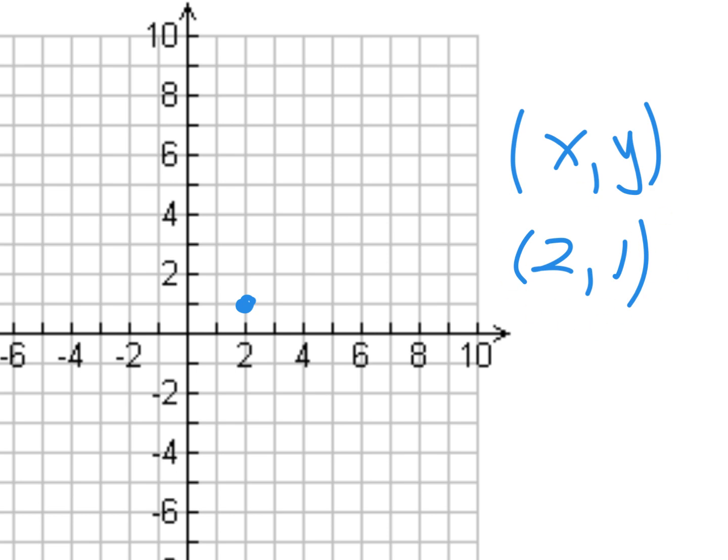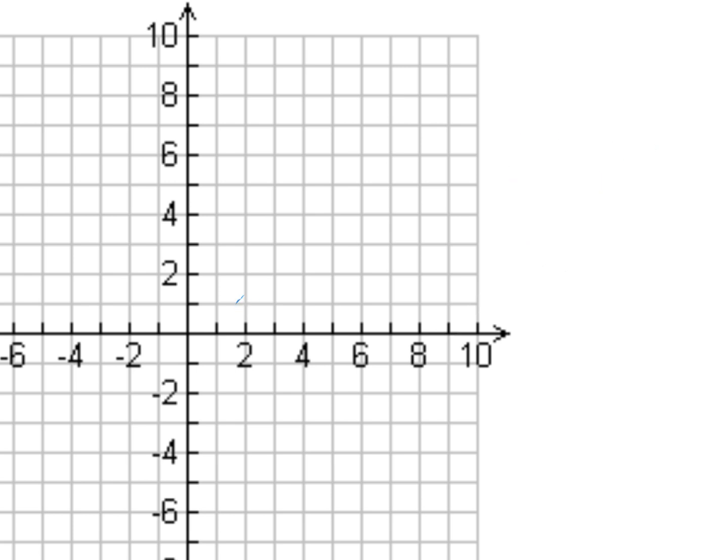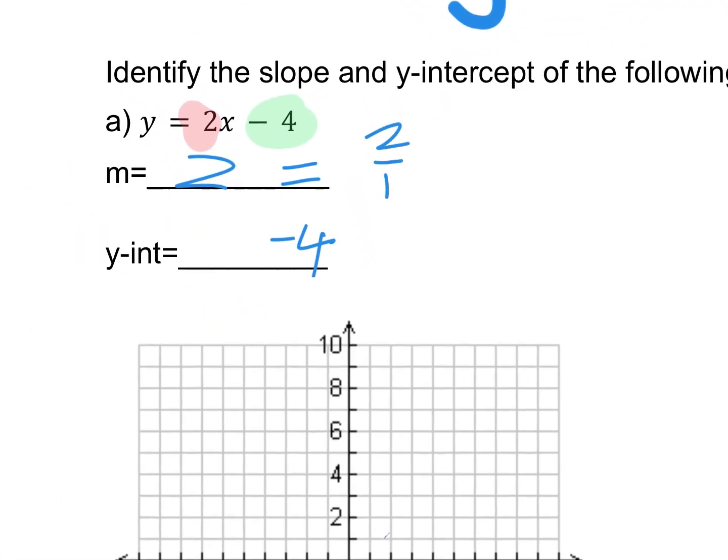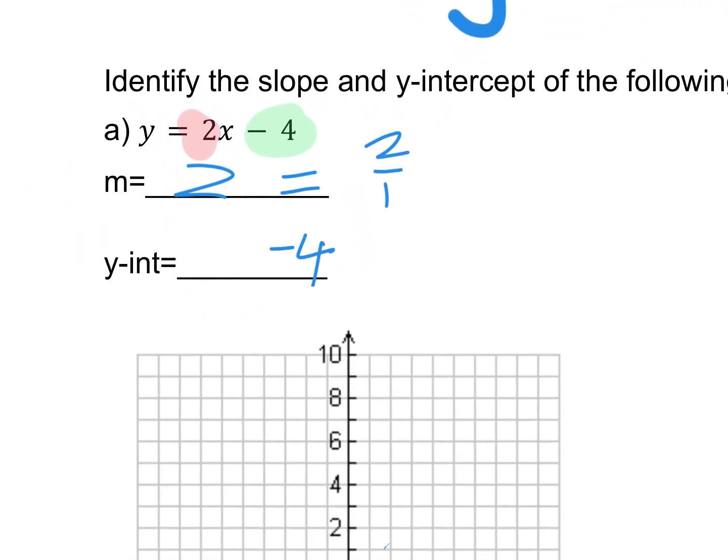So with all of that being said, I'm going to erase all of this because we don't need any of that anymore. And now we are going to actually figure out the y-intercept for this equation. I said the y value is -4, but we need this as an ordered pair, so I need to figure out what my x value is going to be. Well, there's actually a really easy solution to this. For any y-intercept, the x value is always 0.